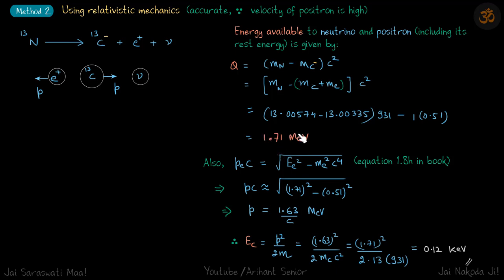Now this whole energy we can just give to positron, and how much that momentum will be is given by this equation, root of E square minus me square c4. So this gives the value of pc to be, so we'll put the value of Ee here because we are giving all the energy to the positron, and me c square whole square will be 0.51 whole square. So this gives the value of P to be 1.63 by c mega electron volt.